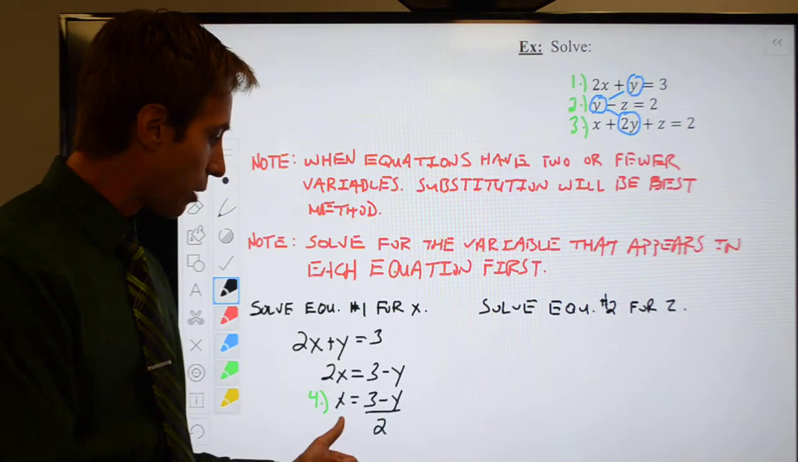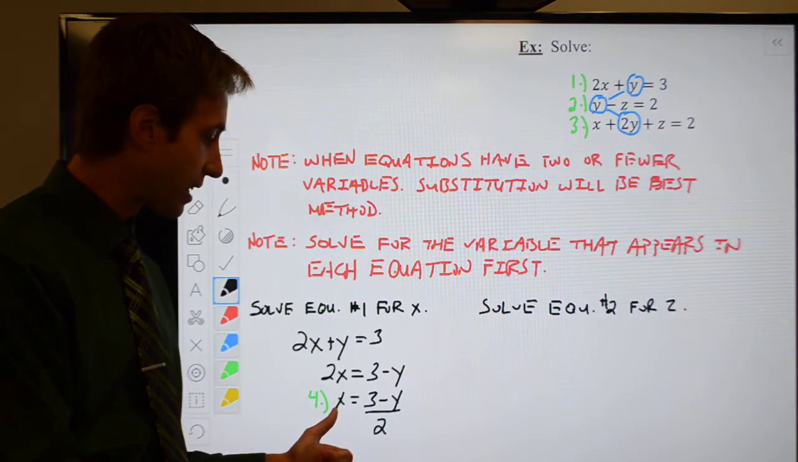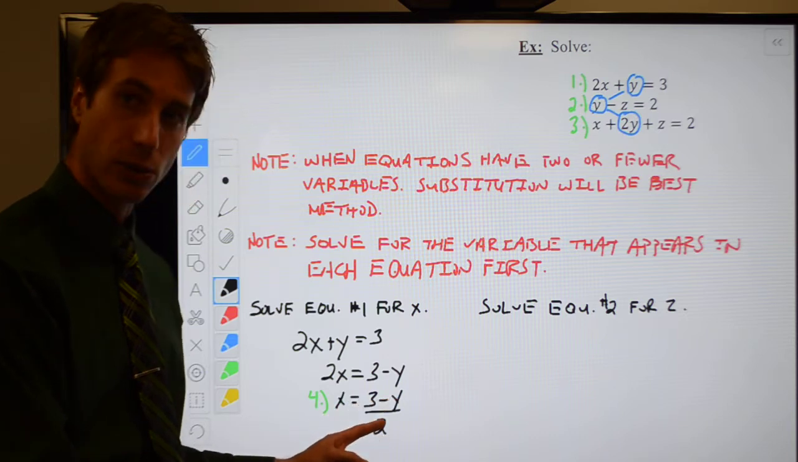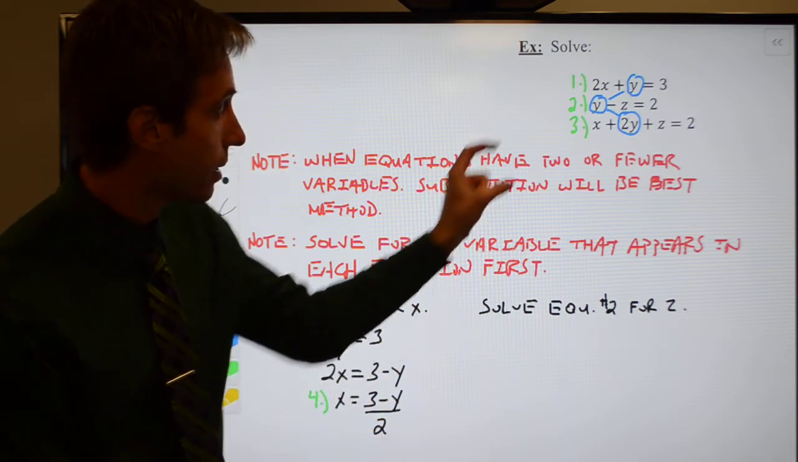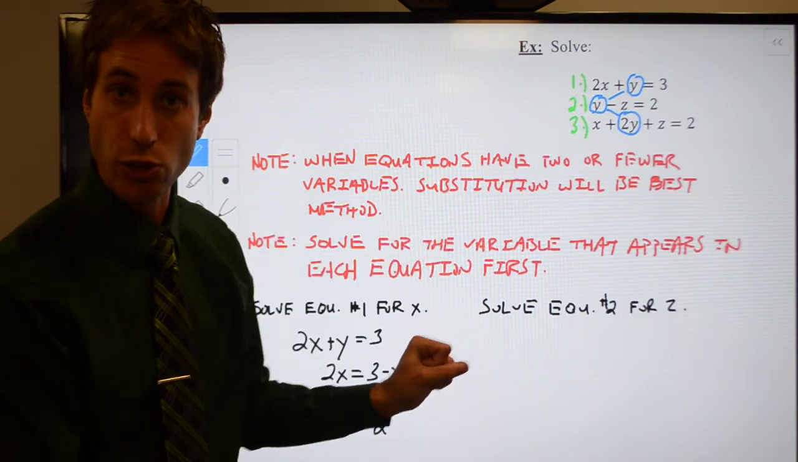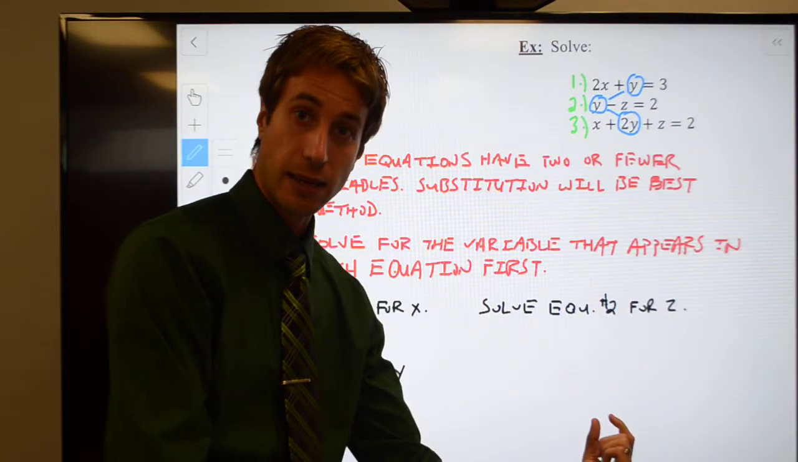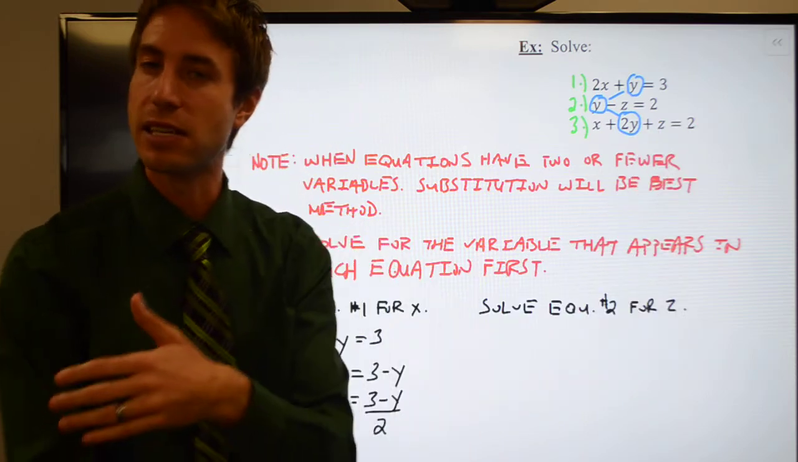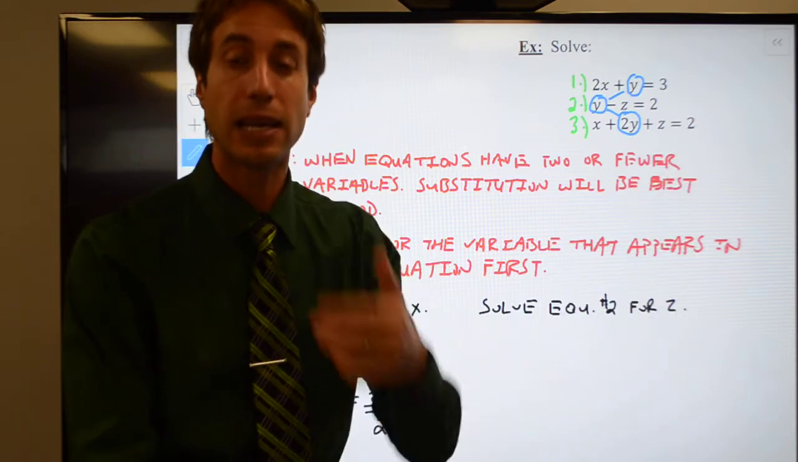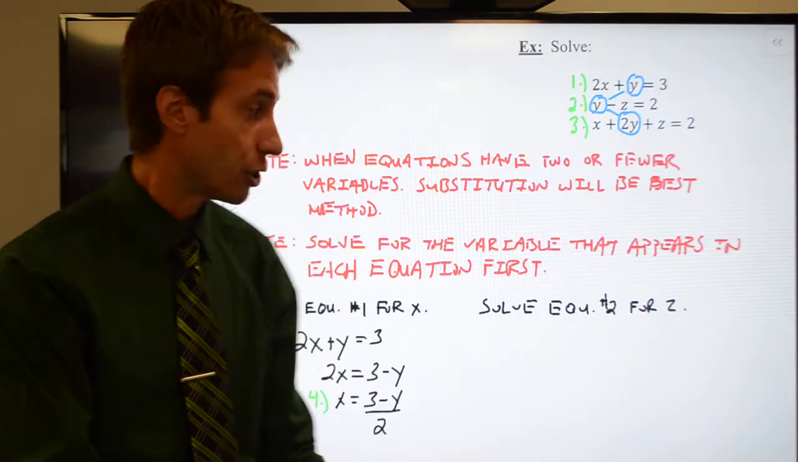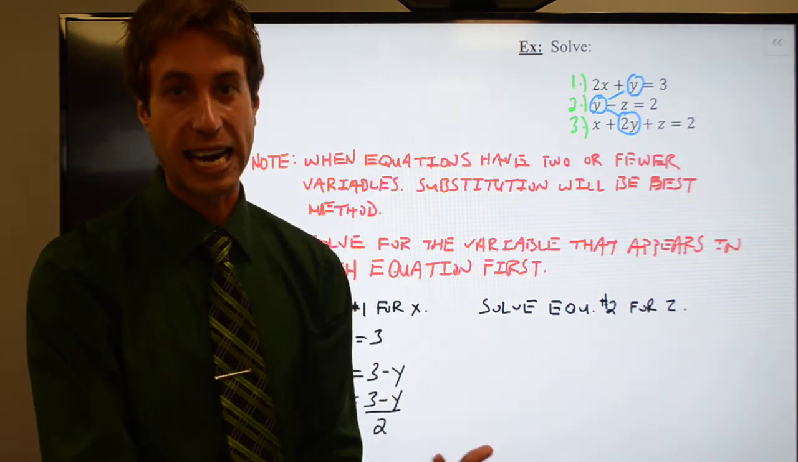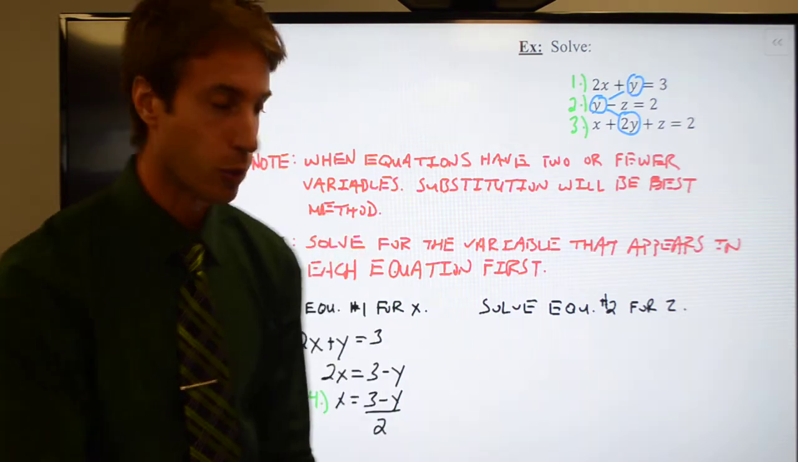So what I've now done is I have something I can substitute for x. I know 3 minus y divided by 2 is x. So I'm going to plug that in for x, the substitution. I'm going to solve for z, and I'm going to plug that in for z. And what I'll have is an equation that has all y's in it, and I can then solve for y. So I am solving for y, but in order to solve for y, I got to do substitution. And that's what we're trying to get to.